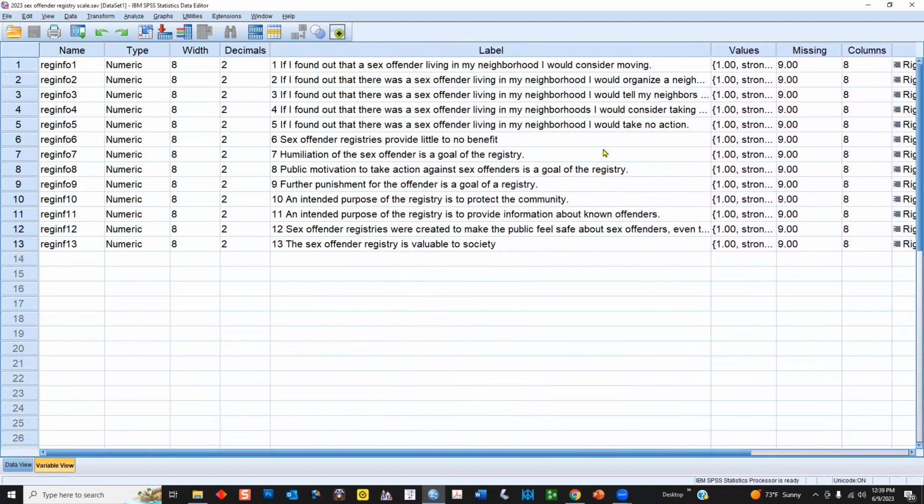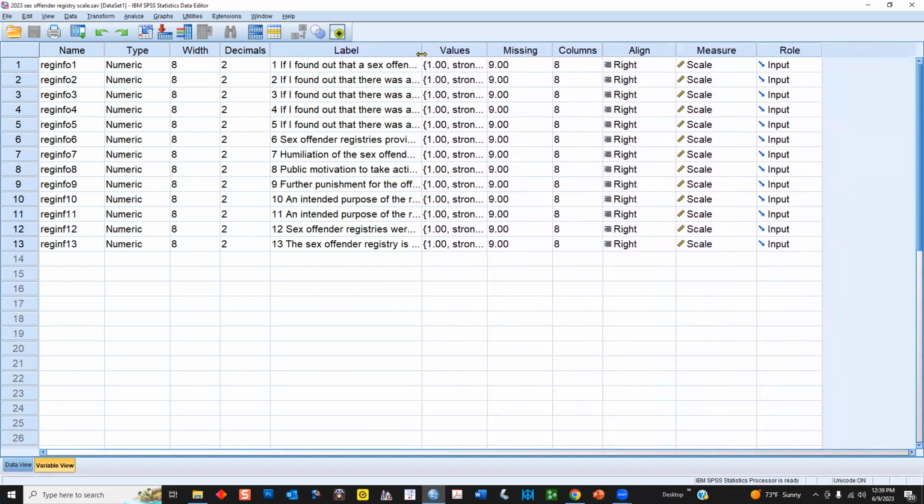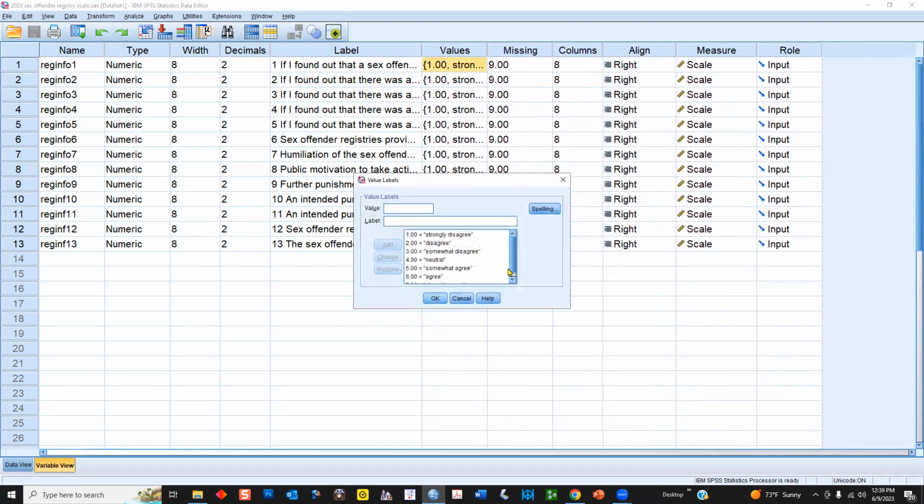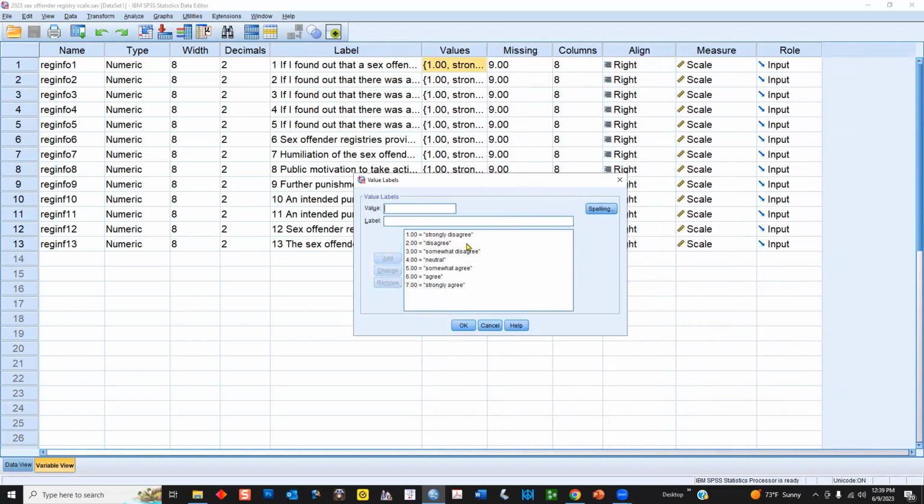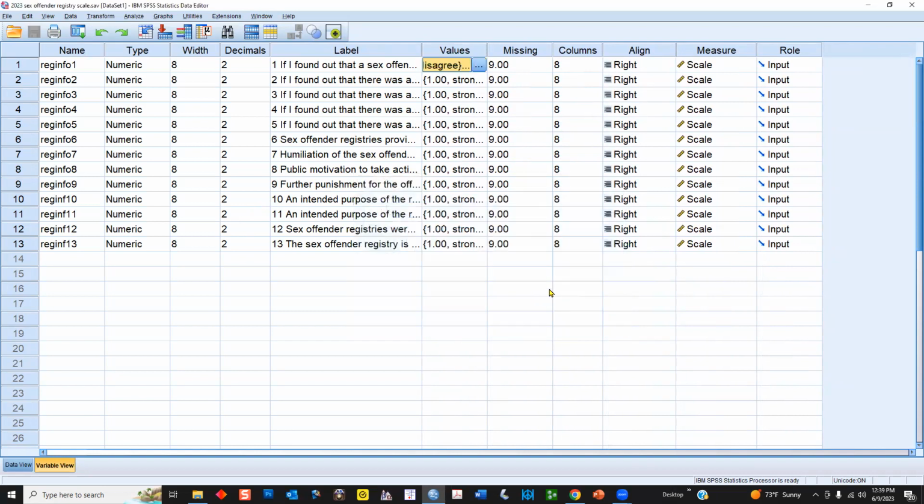If I found out that a sex offender was living in my neighborhood, I would consider moving. Public motivation to take action against sex offenders is a goal of the registry, and so on. So each item is a statement that the person can strongly agree with or disagree with. Let's take a look at the codings for the response options. You can see that it's a 1 to 7 scale, strongly disagree, going up to strongly agree. There are no reverse coded items in this particular set of items.